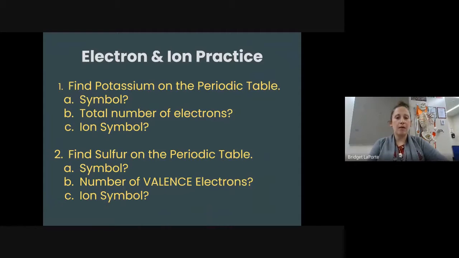You can see on this slide, we're going to have you have that periodic table pulled up, and we will plop some questions in your Edpuzzle right now, corresponding to similar ones, if not the same, as these two. So why don't you go ahead and find potassium and sulfur on the periodic table, and then you will have a series of questions here to take a look at.